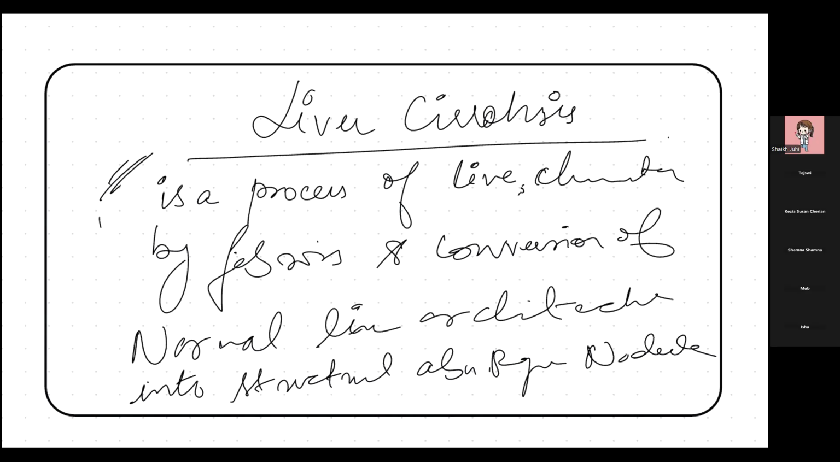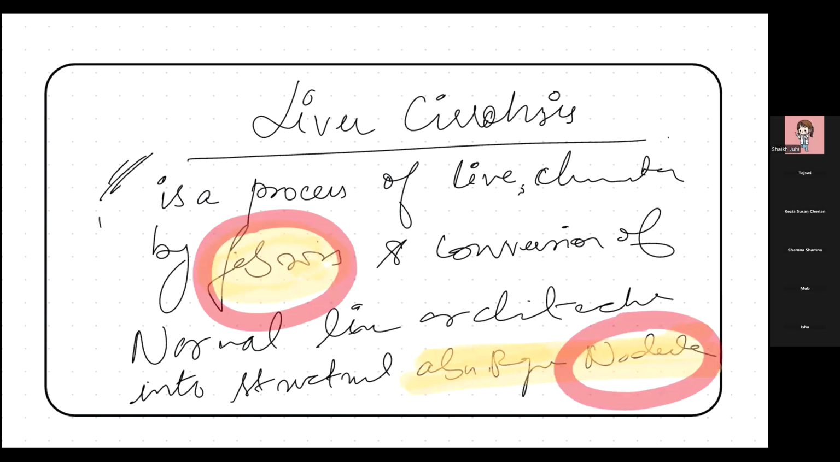By the fibrosis. And what will happen? The normal architecture, it means the normal structure of the liver, will get converted into abnormal regenerative nodules. These two terms are important in liver cirrhosis. That's it. If you understood these two terms, liver cirrhosis is over. What are these terms? Fibrosis and the nodules. So basically fibrosis happens and the nodules are made, and that's what liver cirrhosis is all about.